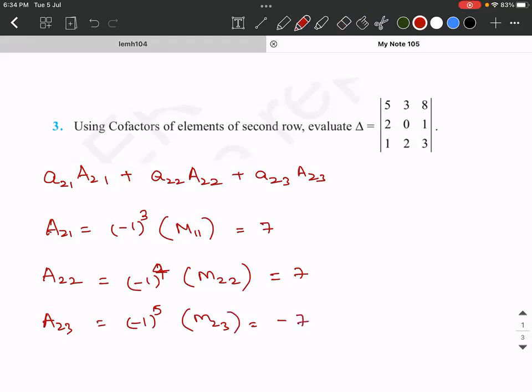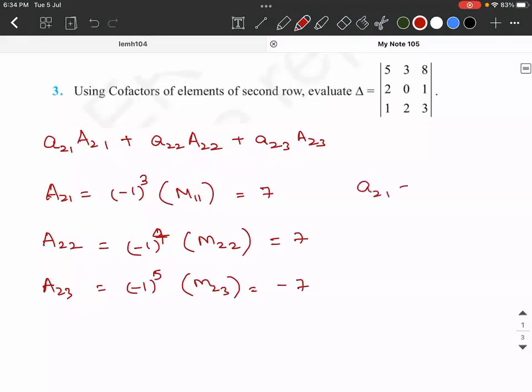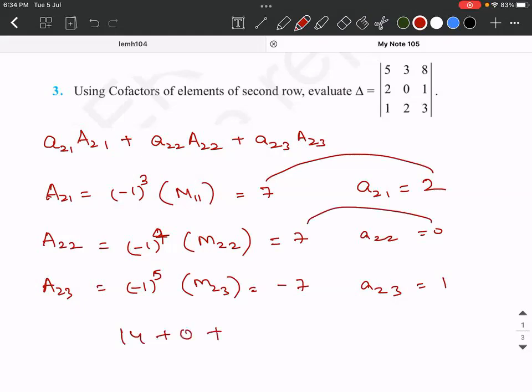Minus 7. Now you know what is A21. a21 is 2, a22 is 0, a23 is 1. So multiply these two: 14, plus multiply these two: 0, plus multiply these two: minus 7. So 14 minus 7 is 7. That is the answer. So you can find the determinant by any method you want. They wanted to find the determinant only with the help of the elements in the second row. So this is what they expected.